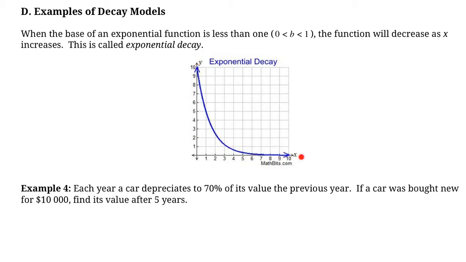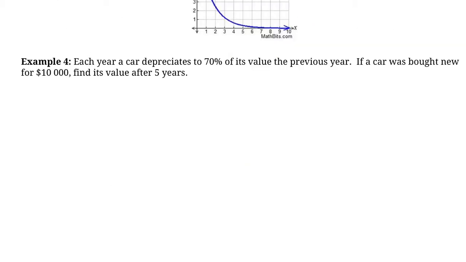Next, we're going to look at some models of exponential decay, and this is when our function is decreasing as our x values are increasing, and our base here is going to be in between 0 and 1. So let's go through this example. Each year, a car depreciates to 70% of its value from the previous year. If a car was bought new for $10,000, find its value after 5 years.